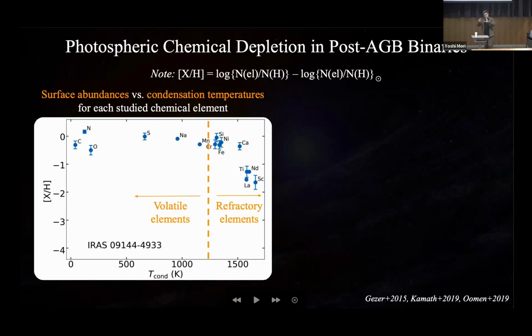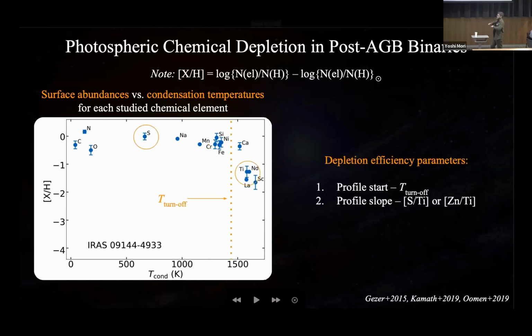So the condensation, as a spherical cow in a vacuum, happens, as a rule of thumb, from the right to the left. But that's, again, in theory. In reality, you can already see on this plot that the difference between the elements which are clearly affected by depletion and those which are virtually unaffected is not at the demarcation between volatile and refractory elements, which is around 1250 kelvins. In reality, it is somewhere from 600 to 1500 kelvins within the post-AGB sample.